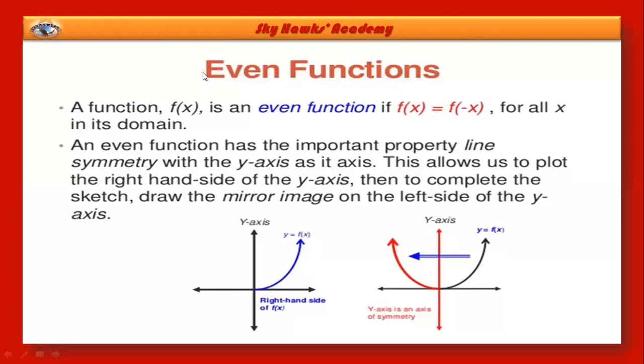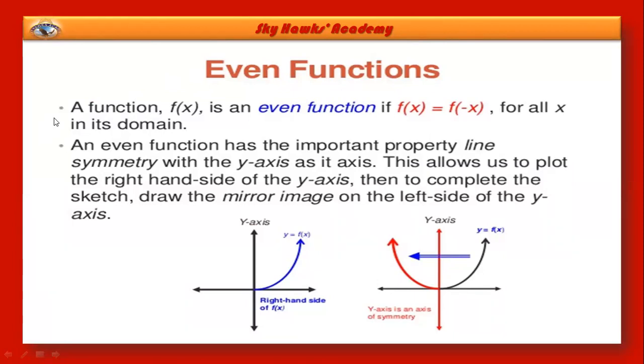please read this one. Sure. Even functions. If a function f(x) is an even function, f(x) is equal to f of negative x for all x in its domain. An even function has the important property of line symmetry with the y-axis as its axis. This allows us to sketch the right hand side of the y-axis. Then, to complete that sketch, draw the mirror image on the left side of the y-axis.